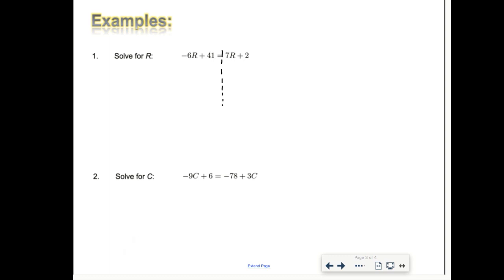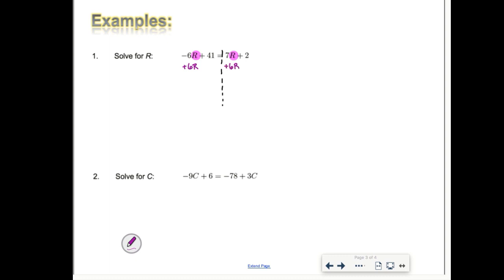Now, my next step is I need to get my variables onto one side. Where are my variables? My variables are here and here. So I need to move one of those to the other side. Because they both have two terms on one side, it doesn't matter which one you take. So I'm going to take the smallest, and the smallest is a -6r. So how do I undo a minus 6r? You're going to add 6r to both sides.